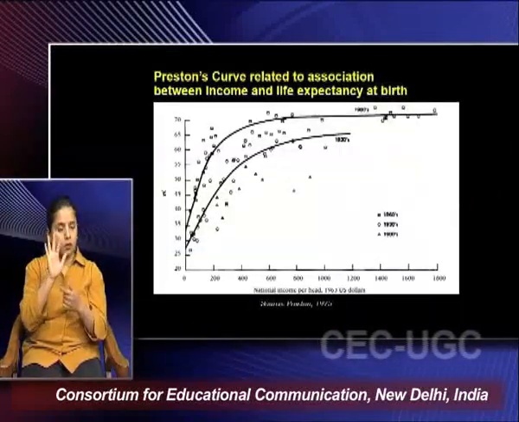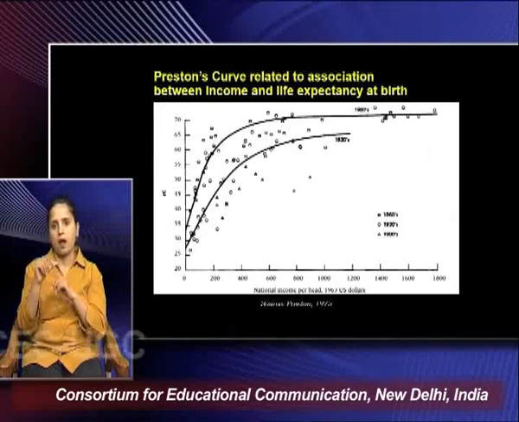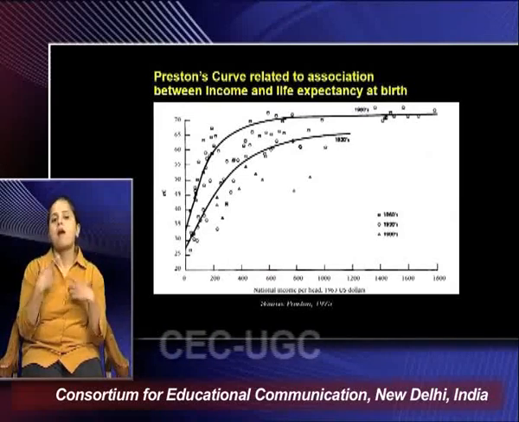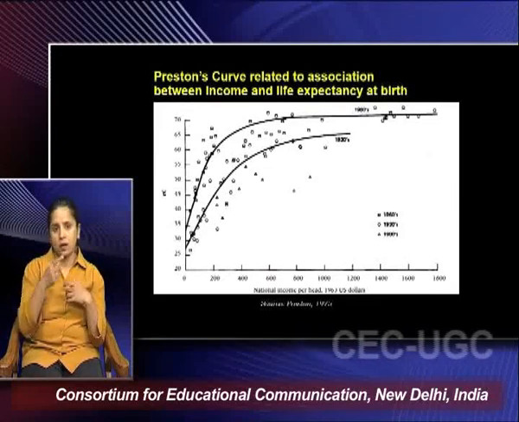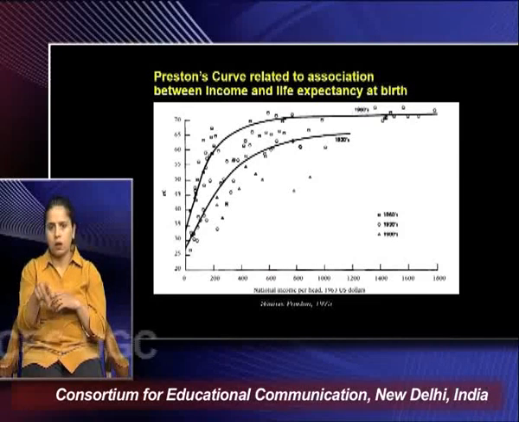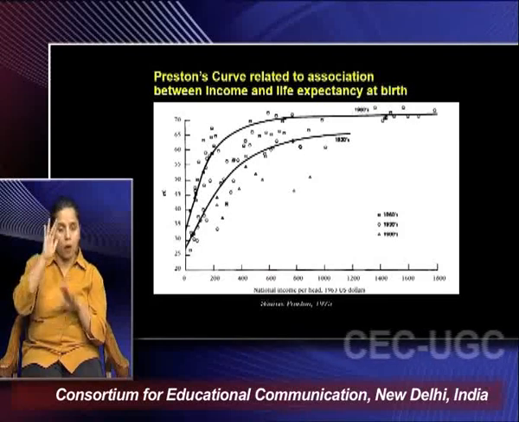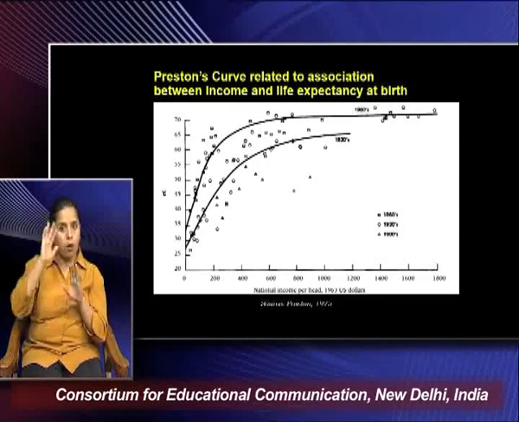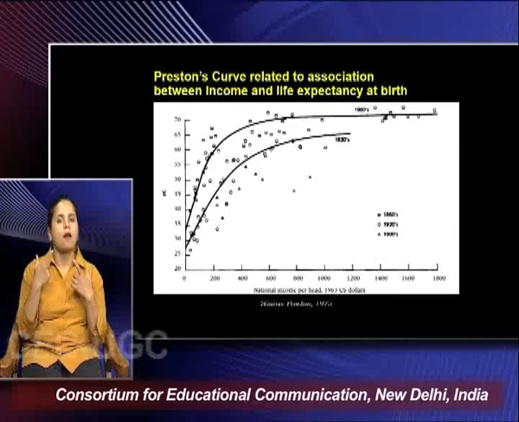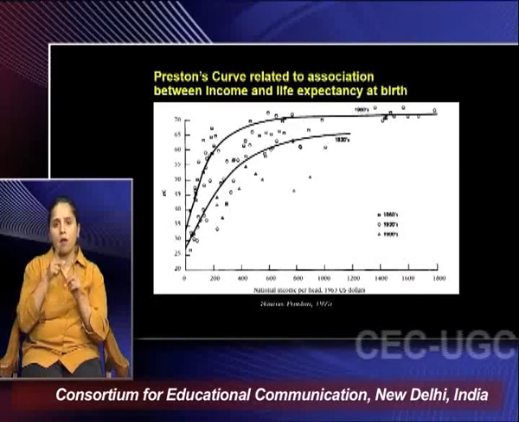help each other. There is a very important graph, also famously known as the Preston Curve. On the x-axis you have the per capita income in US dollars, on the y-axis you have the life expectancy at birth. So these are the countries which have been plotted at different decades. If you see, broadly the pattern is, as per capita income of a country rises, you have a sharp increase in the life expectancy to begin with. But as the income level continues to increase, the curve becomes relatively plateau.